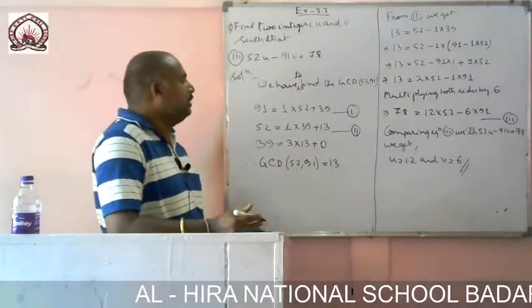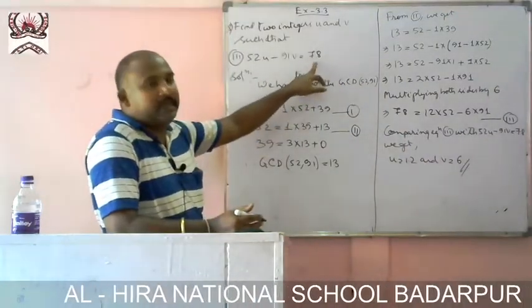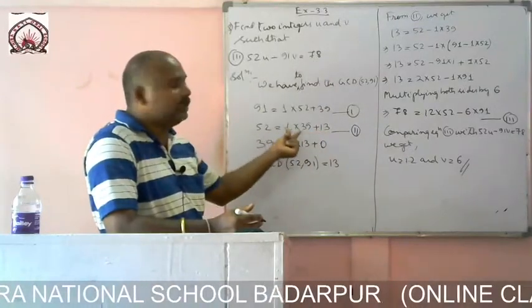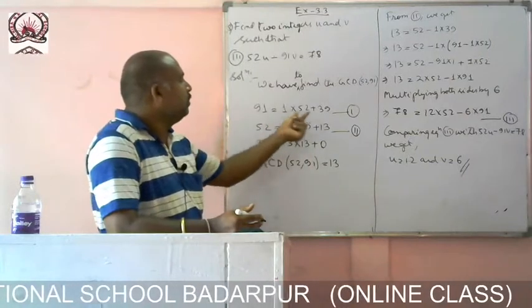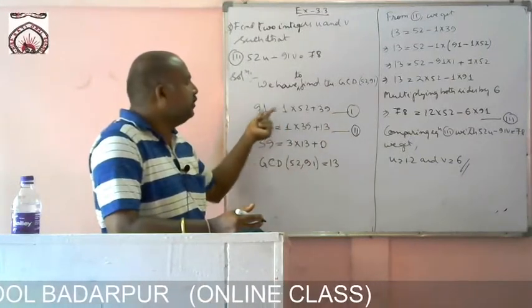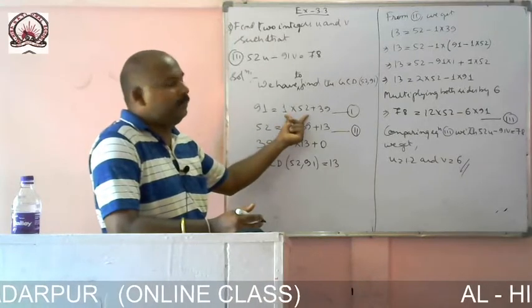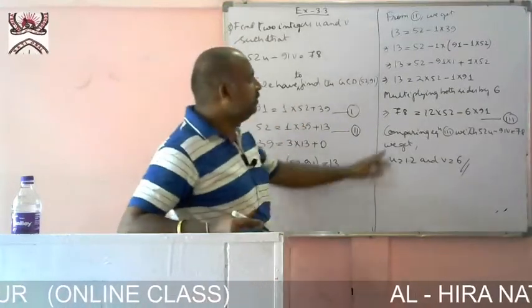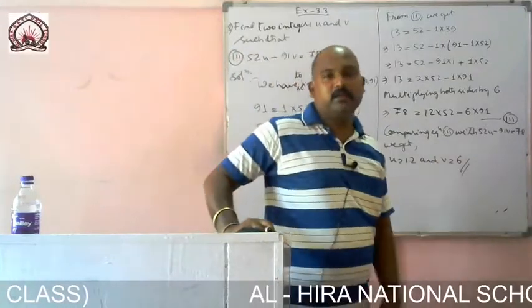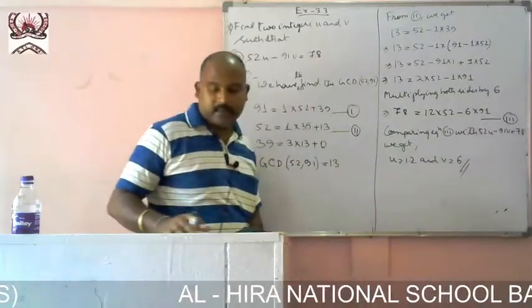So what you have to write? 78 is a multiple of 13. So 13 is nothing but 52 minus 1 into 39. So we have to replace 39 by 91 minus 1 into 52. Then if I compare it, we are getting u equal to 12 and v equal to 6. Clear?